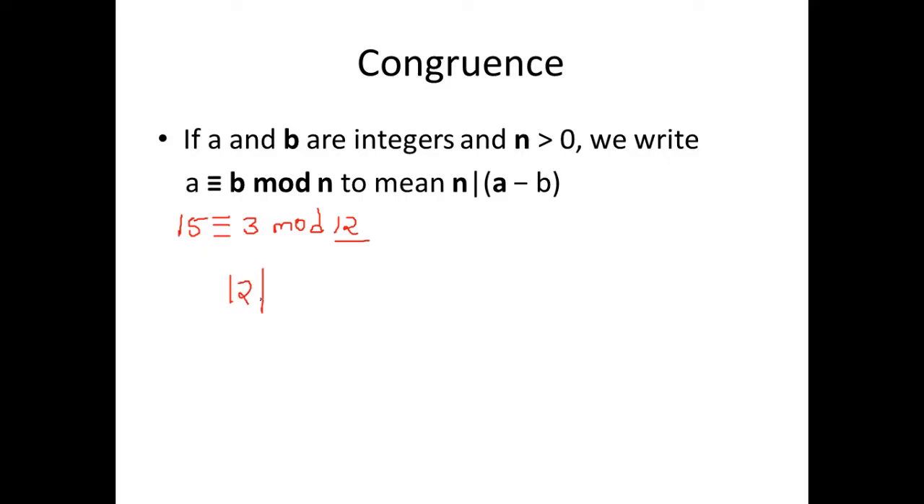So 12 should divide A minus B. That is nothing but 12 should divide 15 minus 3. So 12 will divide 12. That is the meaning. So if A is congruent to B mod n, then n will divide A minus B. We have proved that. So whenever you have something like this, A is congruent to B mod n, it means n divides A minus B.